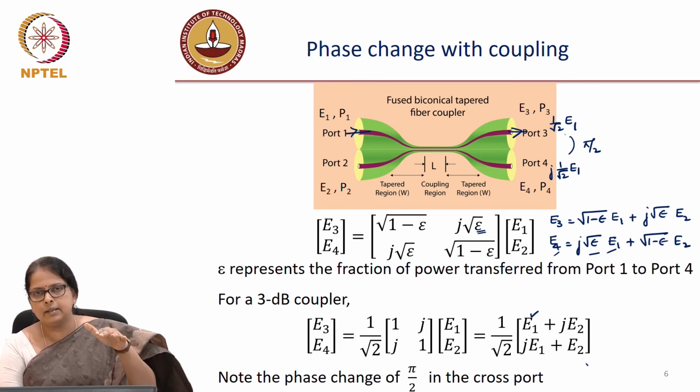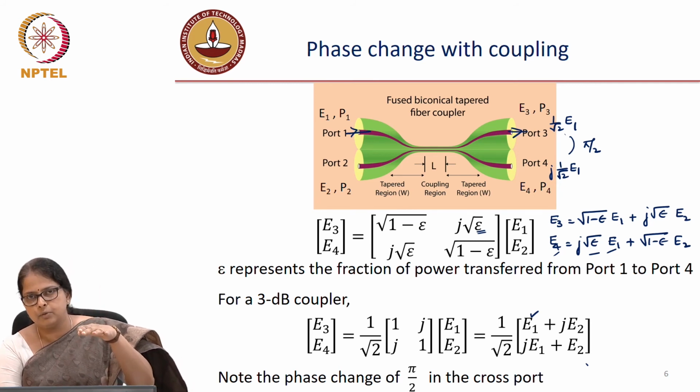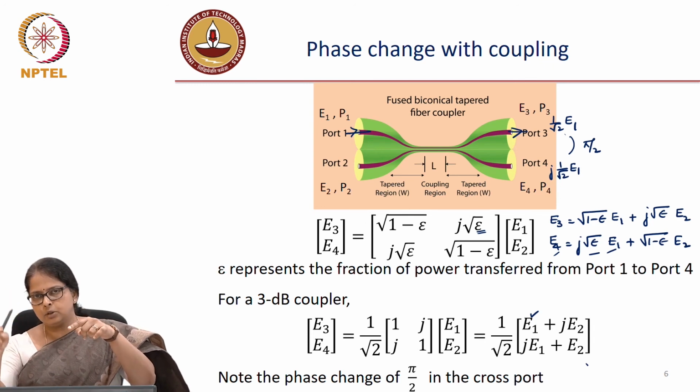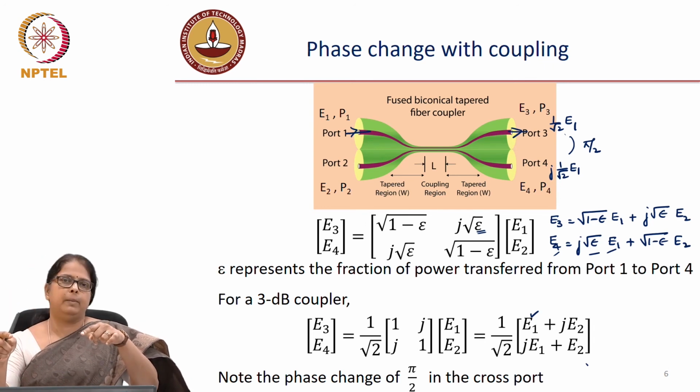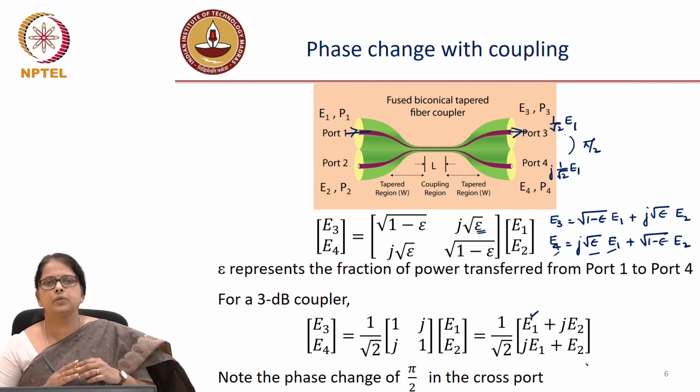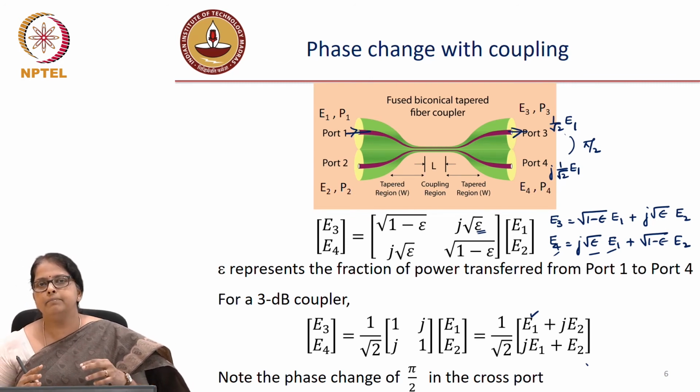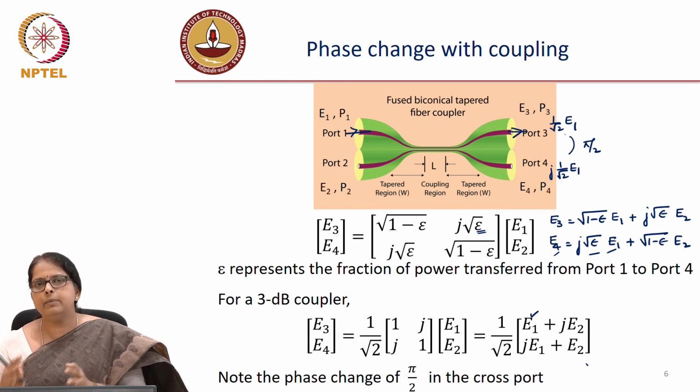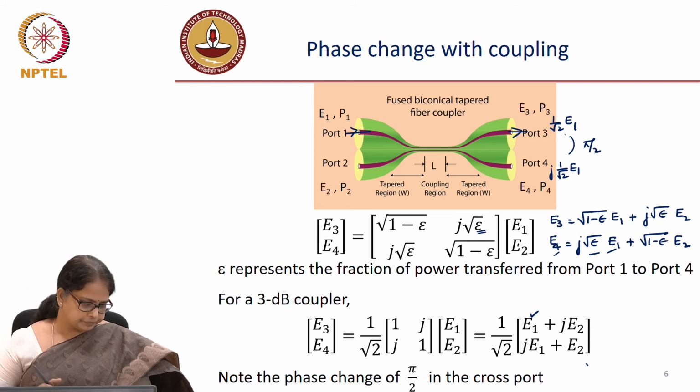So you send an electric field at one input port, it gets split between the two output ports with a phase change of pi by 2. This idea is going to be useful for building a 90-degree hybrid, an optical 90-degree hybrid, which will be used for a coherent receiver.